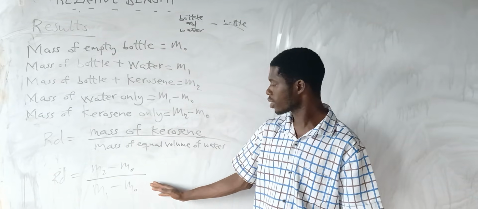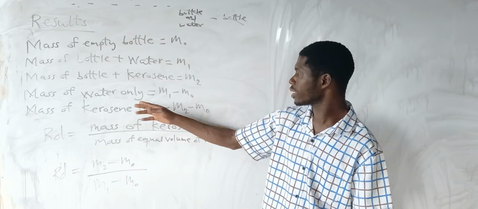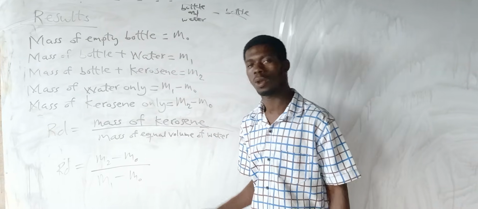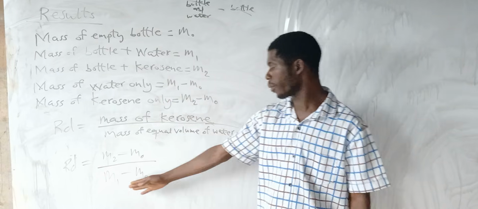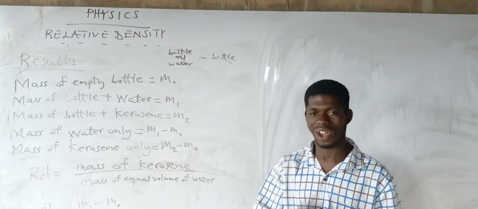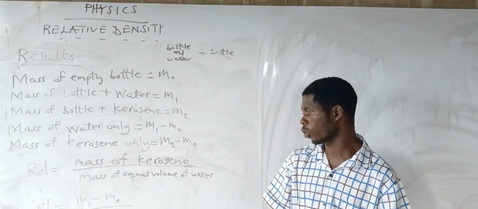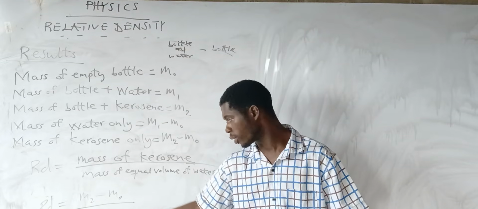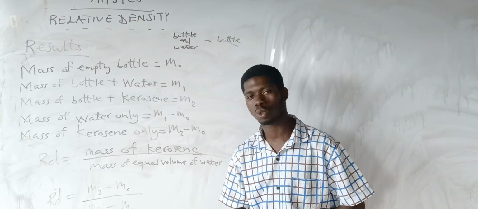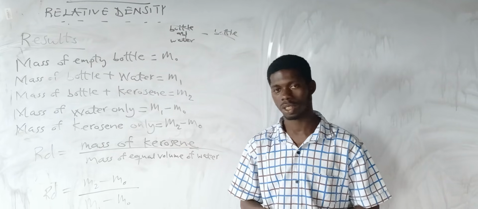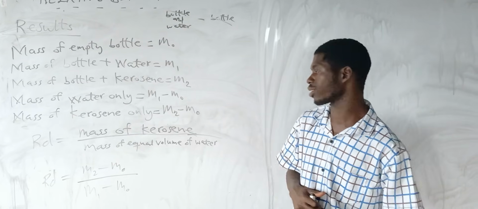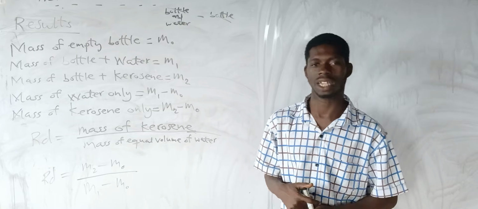So M2 minus M0 as the substance, over M1 minus M0, which is the mass of the water. To get the water only, you subtract this one from this one. So M1 minus M0. Now we have our formula for finding relative density as well. Relative density is equal to M2 minus M0 over M1 minus M0. I hope you are getting it. You can use this formula to solve a lot of questions. We will work with a lot of examples on the board. Then it will deepen your understanding concerning this formula. Thank you.